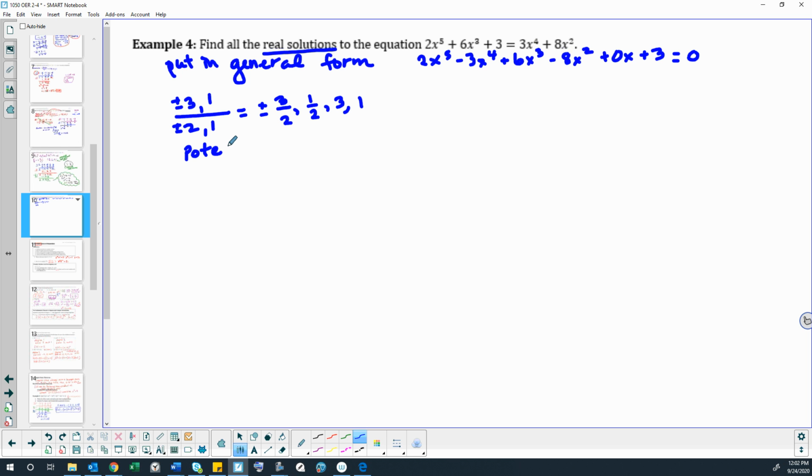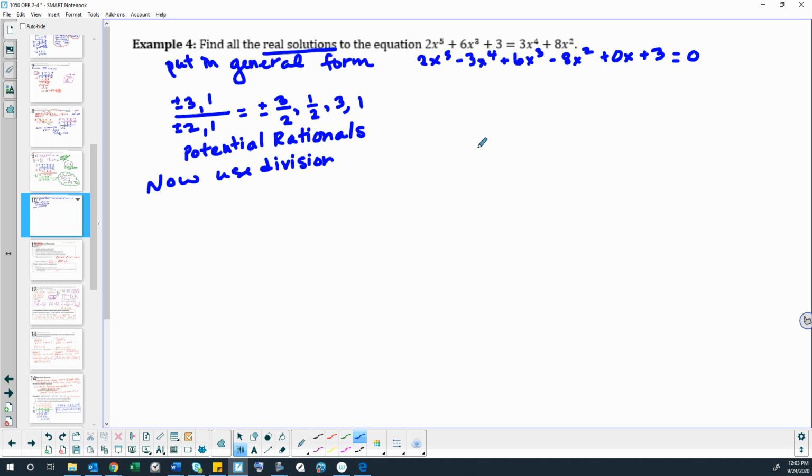I can't spell potential. Potential rationals. Now we're going to use synthetic division to figure out which ones are our actual solutions or actual zeros.